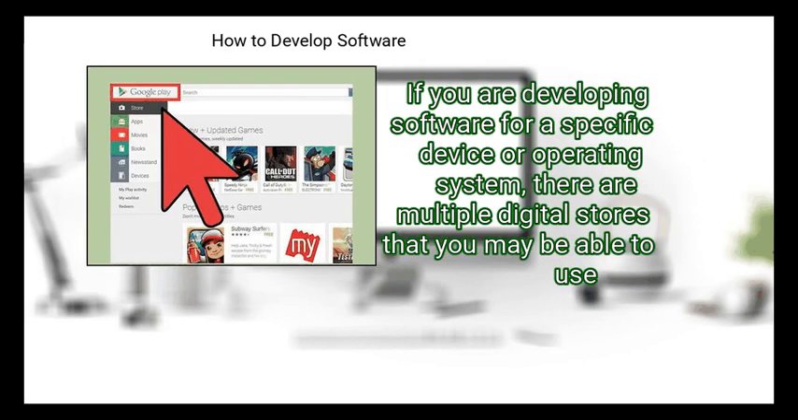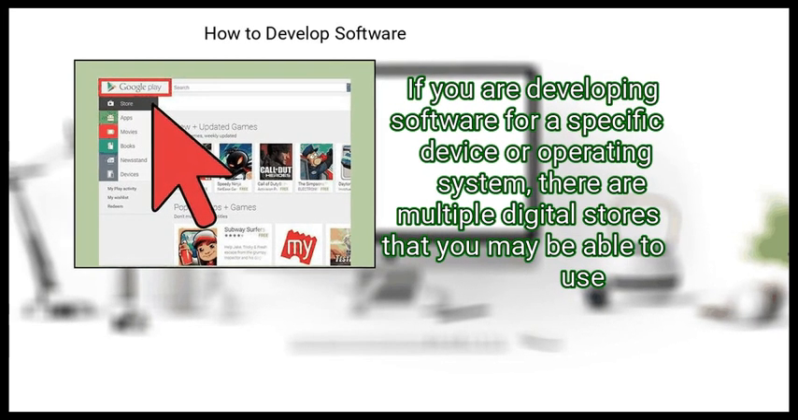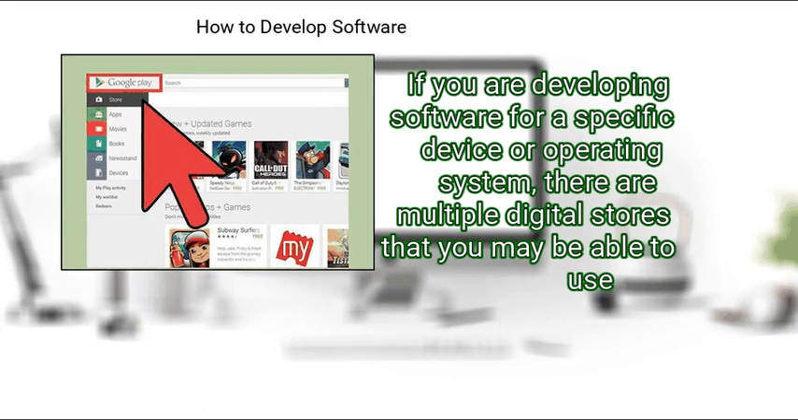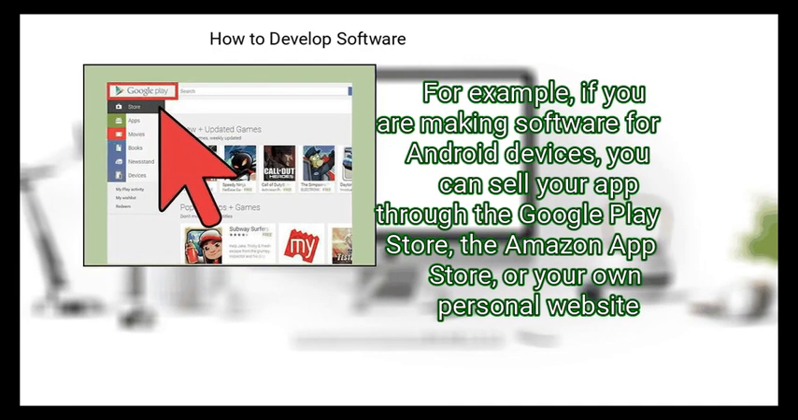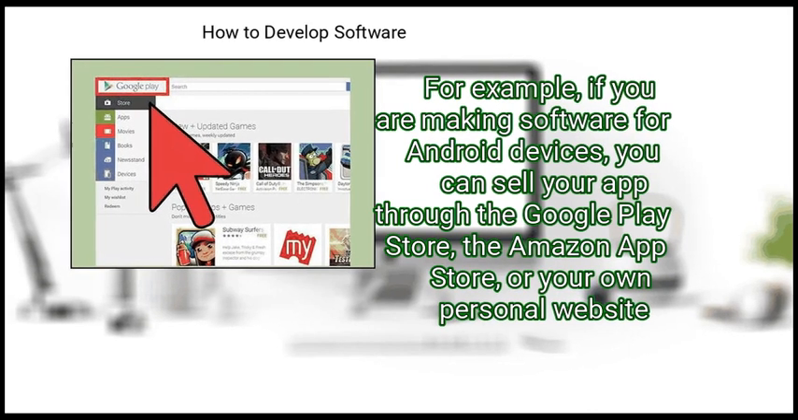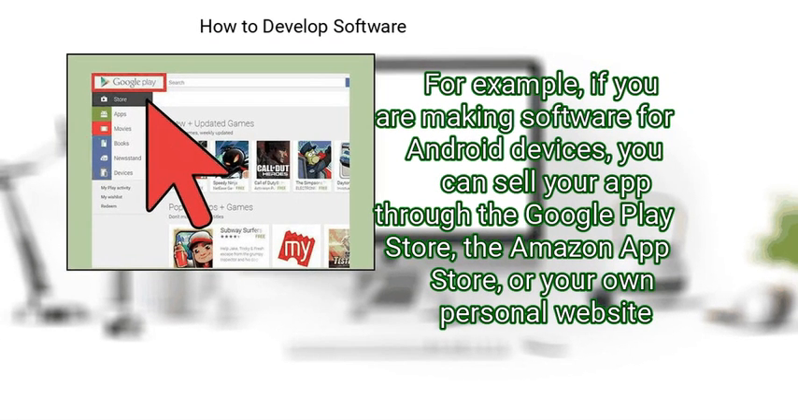If you are selling your software, make sure you have a good digital payment system and a server to distribute the software from. If you are developing software for a specific device or operating system, there are multiple digital stores that you may be able to use. For example, if you are making software for Android devices, you can sell your app through the Google Play Store, the Amazon App Store, or your own personal website.